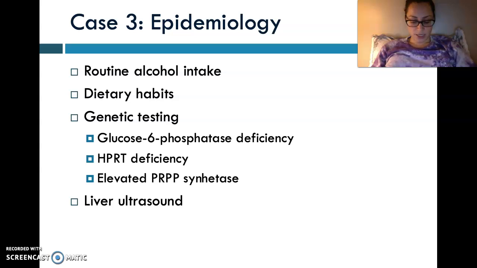There are 3 known genetic causes of primary gout, including glucose 6-phosphatase deficiency, HPRT deficiency, and elevated PRPP synthetase activity. We've already discussed HPRT deficiency and glucose 6-phosphatase deficiency, but I do want to note that glucose 6-phosphatase deficiency leads to elevated PRPP synthetase activity, but increased PRPP synthetase activity can also be present on its own.